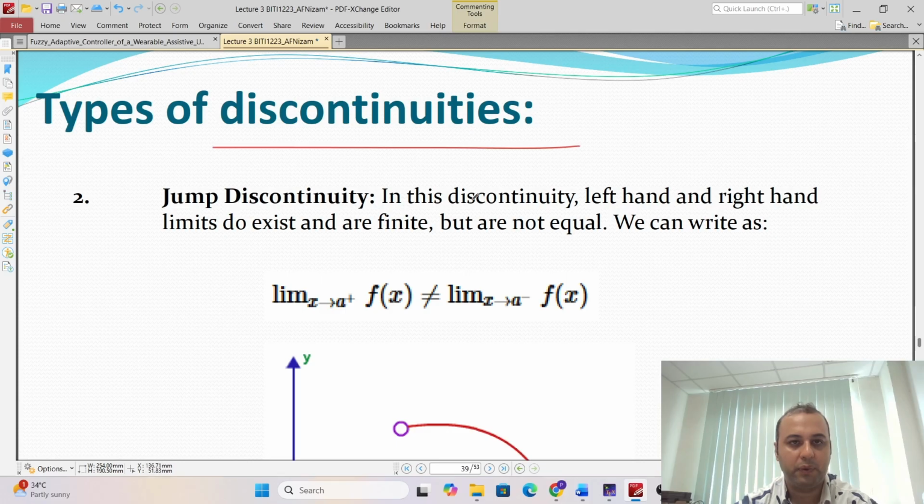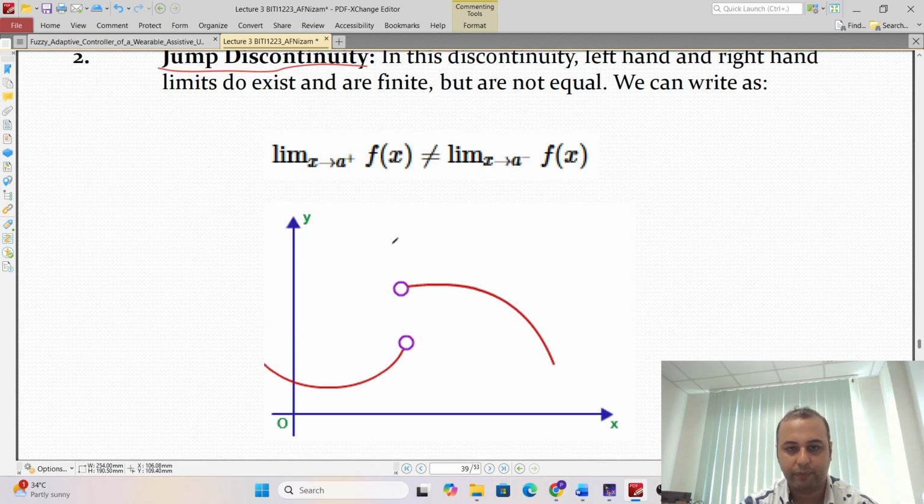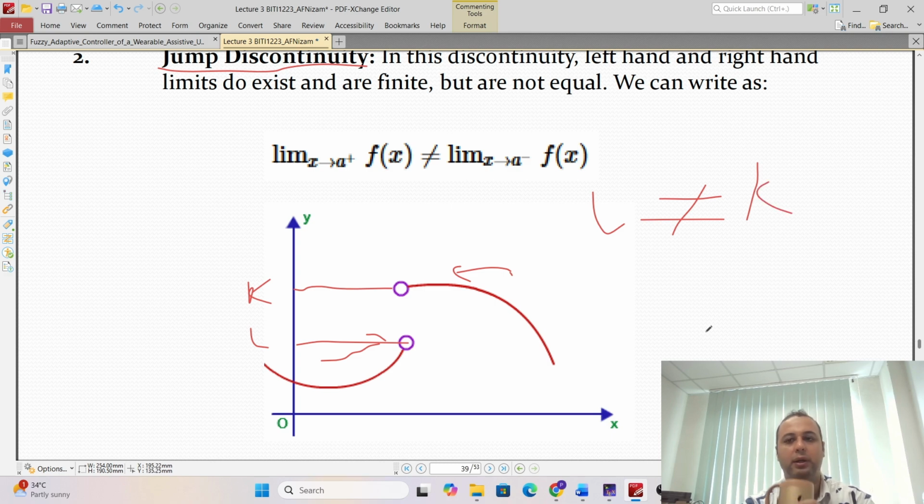Another type is jump discontinuity. In this discontinuity, the left-hand and right-hand limits do exist and are finite, meaning not infinite, they are particular numbers, but they are not equal. This one is here, this one is here. This is L, this is K, for example. But L and K obviously are not equal, right?